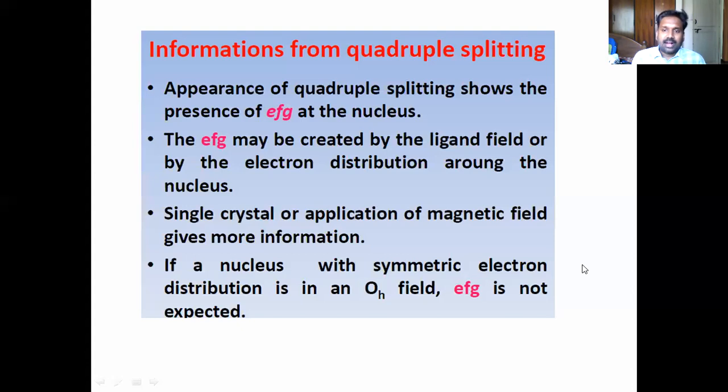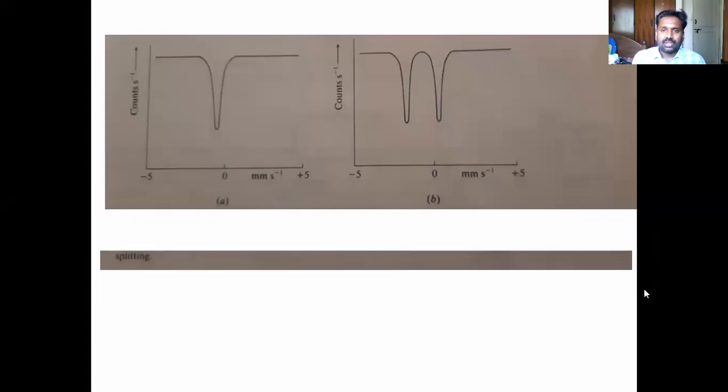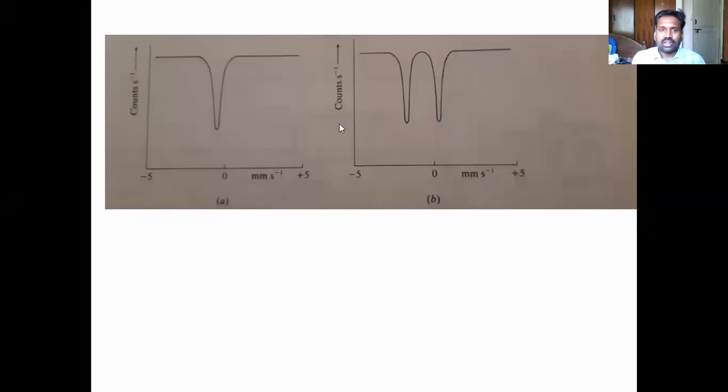Now I will show you one spectrum. Yes, fine. Of course, this is again a snapshot from the Banwell book. See this.